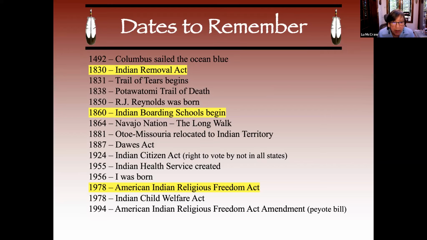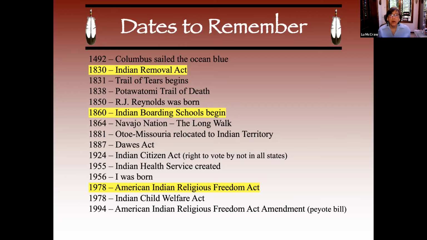There I am. I was born in, I admit my age now, 1956. In 1978, the American Indian Religious Freedom Act, we were able to practice our religion. After that date, we could dance freely. We could use tobacco in ceremonies. I mean, all kinds of different things. Of course, these things happened anyway, behind the scenes, in secret, but officially in 78, we were allowed to practice our ceremonies.